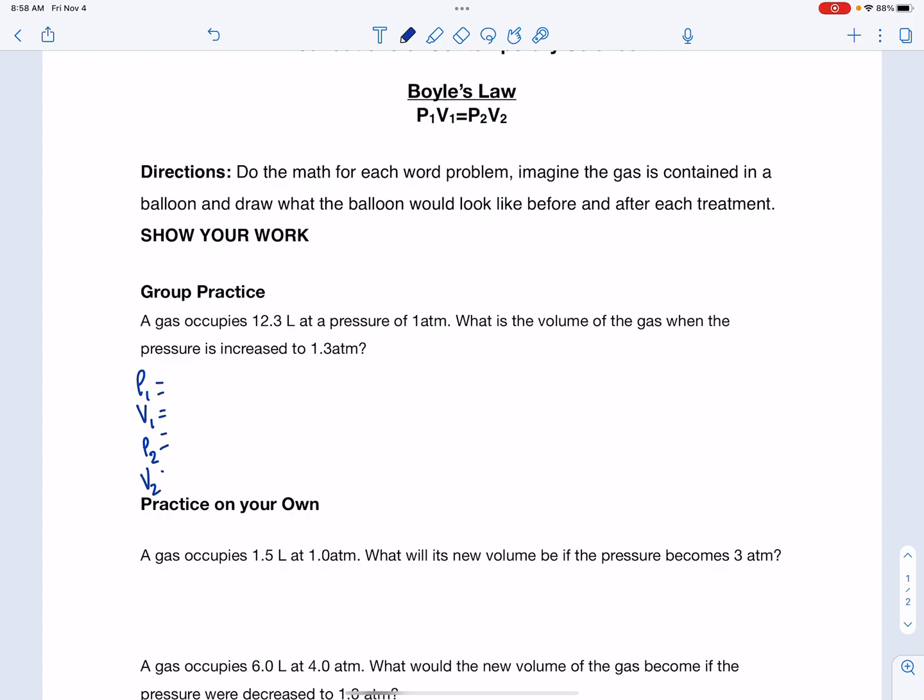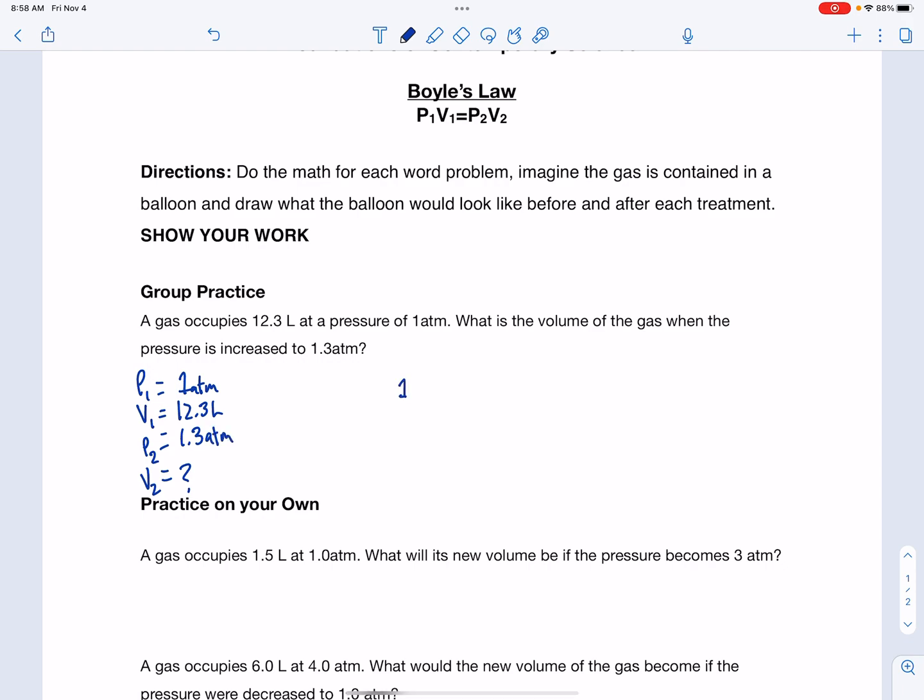Initial pressure, initial volume, final volume. Do we know the initial pressure? The initial pressure is 1 atmosphere. Yes, we know it. Do we know the initial volume? Yes, it is 12.3 liters. They're asking us what is the final volume of a gas when the pressure is increased to 1.3 atmospheres. Okay, so our final pressure is 1.3 atmospheres. We're going to use our units here. All right, so let's set this up.